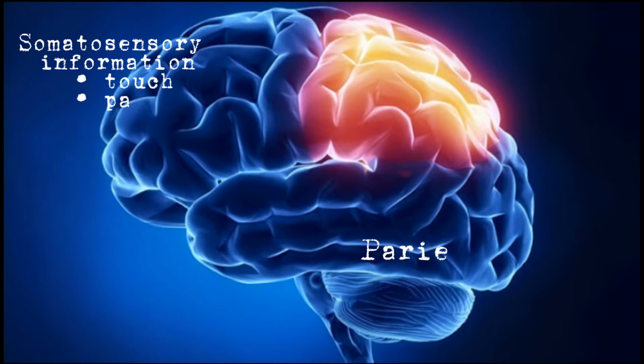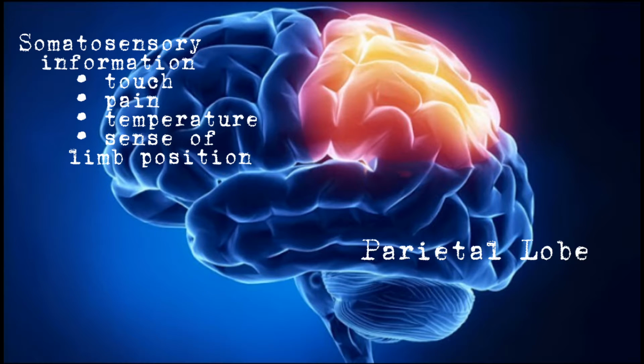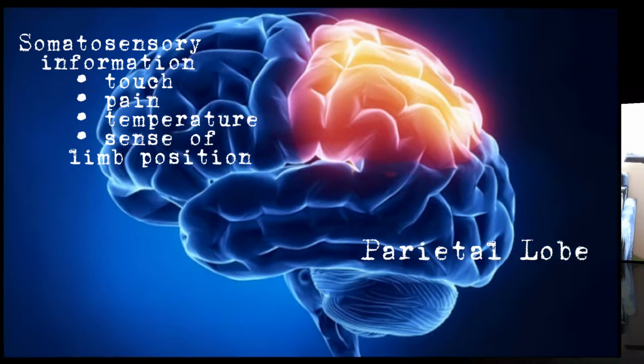The second one, we have parietal lobe. The parietal lobe is responsible for processing somatosensory information from the body. This includes touch, pain, temperature, and sense of limb position. It is also involved in integrating information from different modalities.